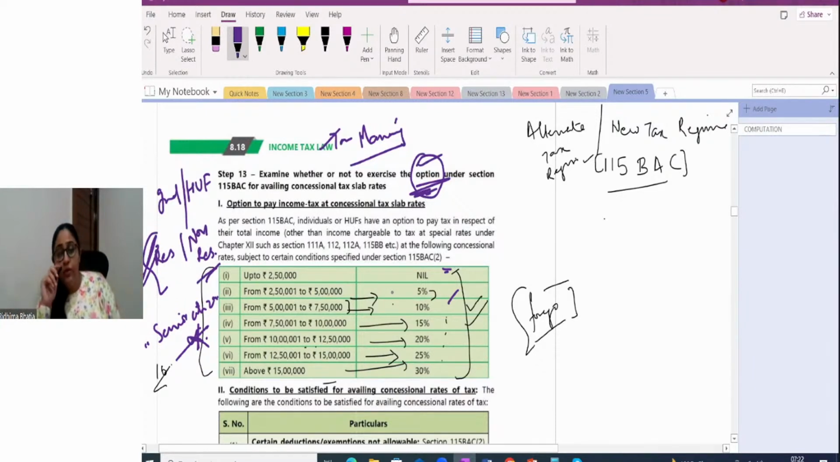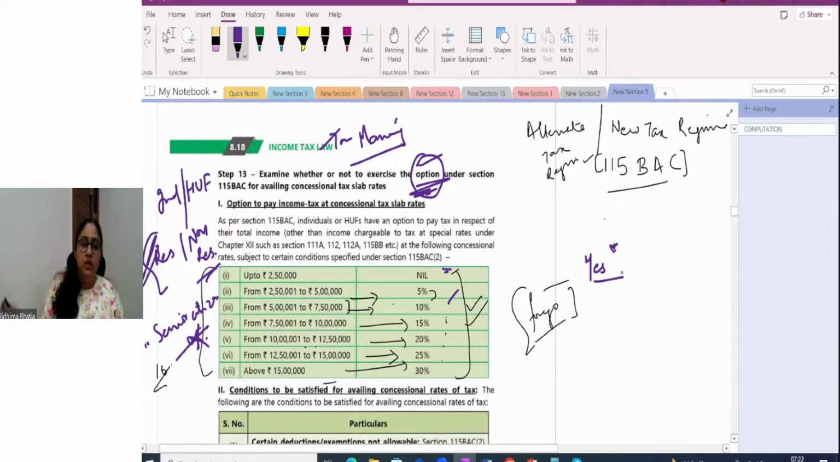Now you will ask me, ma'am, if this is an option, can I change every year? Yes, you can. Yes, this option can be switched every year. 1 year I can take 115 BAC. Another year I might not take 115 BAC. When I start a business, I will not take. 1 year I can claim 115 BAC.